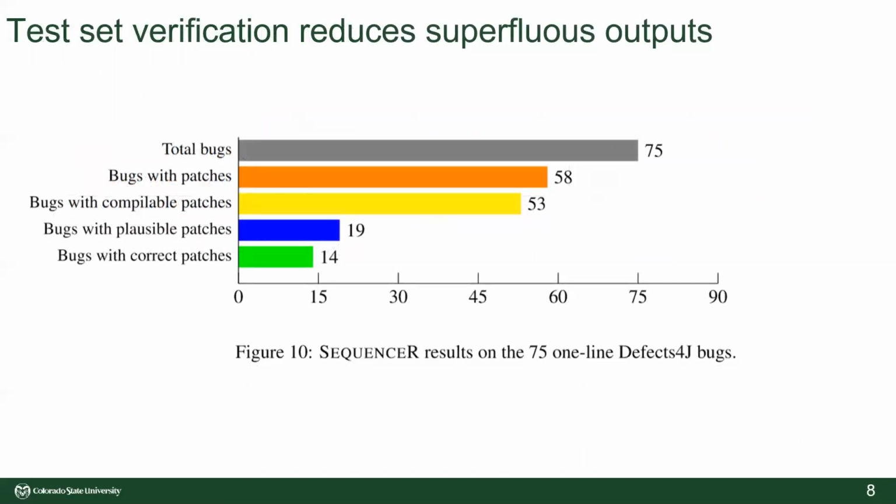We also evaluated SequenceR on Defects4J, which is a common data set that other papers have used. Of the 75 bugs which are repairable with single line fixes, we found 19 that had plausible patches. That is, patches that passed all of the test cases provided. And 14 of those 19 were the correct fix. So in the case where the 5 plausible patches did not actually fix the bug, those would be indicative of potentially a hole in the test suite. So all 19 of those, which could be found automatically, are potentially interesting from a software engineering perspective.